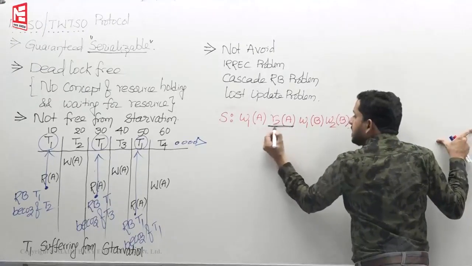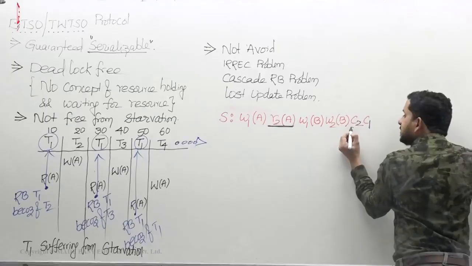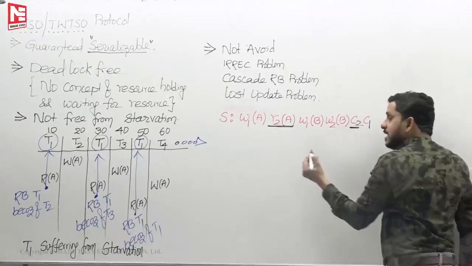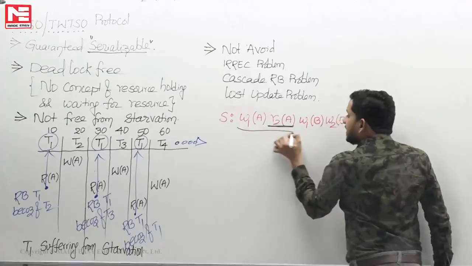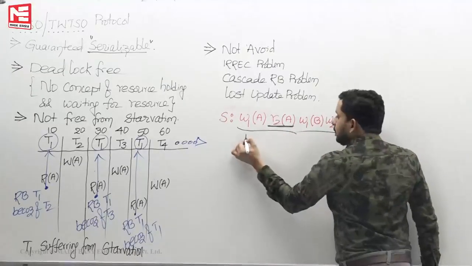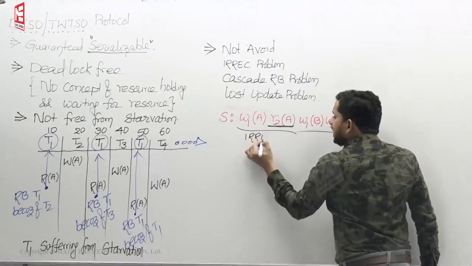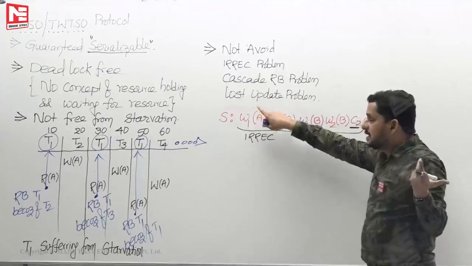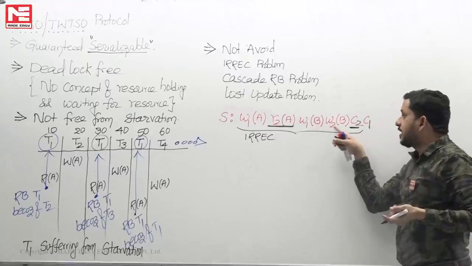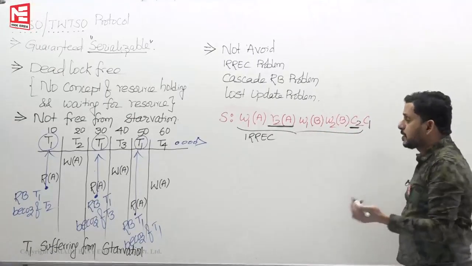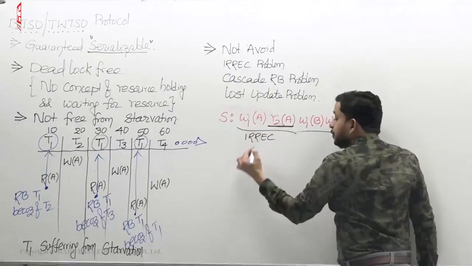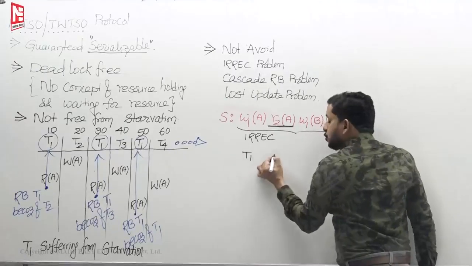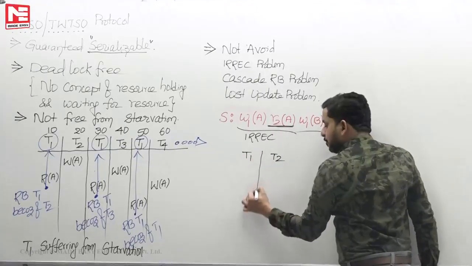If the transaction that performs an uncommitted read is committed first, then this schedule is an irrecoverable schedule. If irrecoverability itself occurs, cascading rollback can occur and the last update problem can occur. These kinds of schedules can possibly be executed by timestamp ordering protocols.